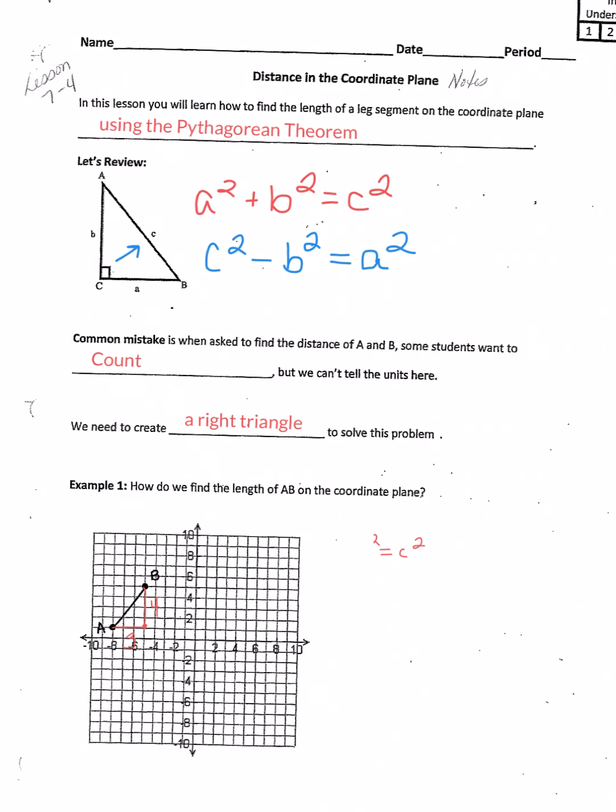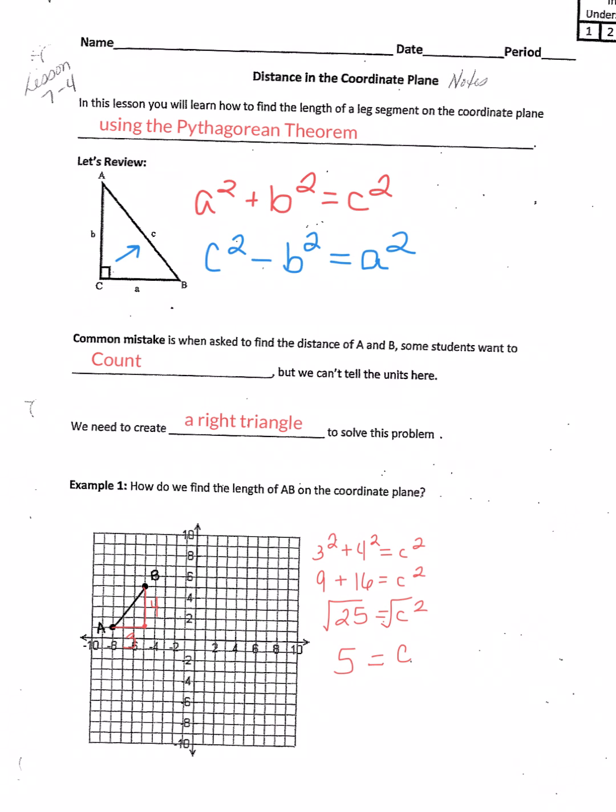I know that 3 squared is 9, 4 squared is 16. That is going to equal c squared. I add 9 plus 16, I get 25 equals c squared. My last step is I'm going to take the square root to get the c by itself. C equals 5. So the distance from A to B is 5. Again, it's on a diagonal, so you can't count that.